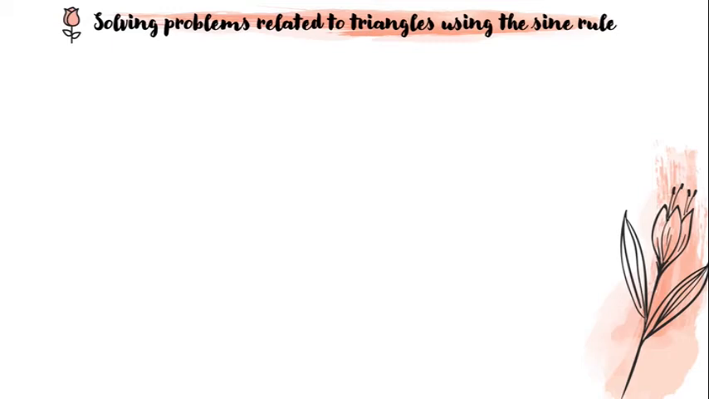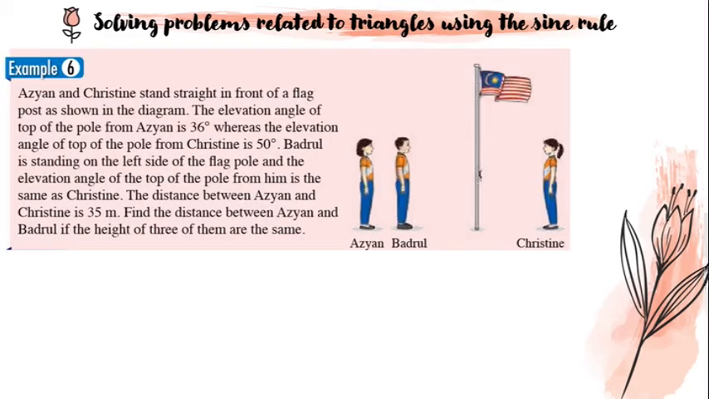Okay, let's move to the last subtopic, which is solving problems related to triangles using the sine rule. Example 6. Azian and Christine stand straight in front of a flagpole as shown in the diagram. The elevation angle of the top of the pole from Azian is 36 degrees. Here, you have to highlight the important points. The elevation angle of the top of the pole from Azian is 36 degrees, whereas the elevation angle of the top of the pole from Christine is 50 degrees.